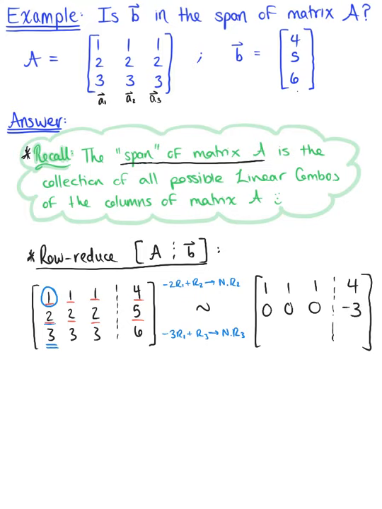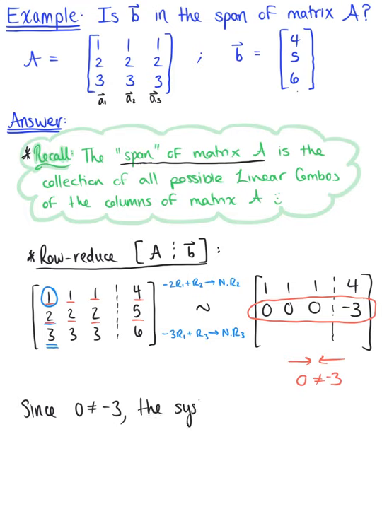Stop! This is nonsense. Without even having to go any further, does this make sense? I kind of gave it away, but no, it absolutely does not make sense. Right? We have a contradiction. We know that 0 is never equal to 3, no matter how hard we try. So what is this telling us? Well, since 0 does not equal negative 3, the system is inconsistent. In other words, if a system is inconsistent, no solution exists.